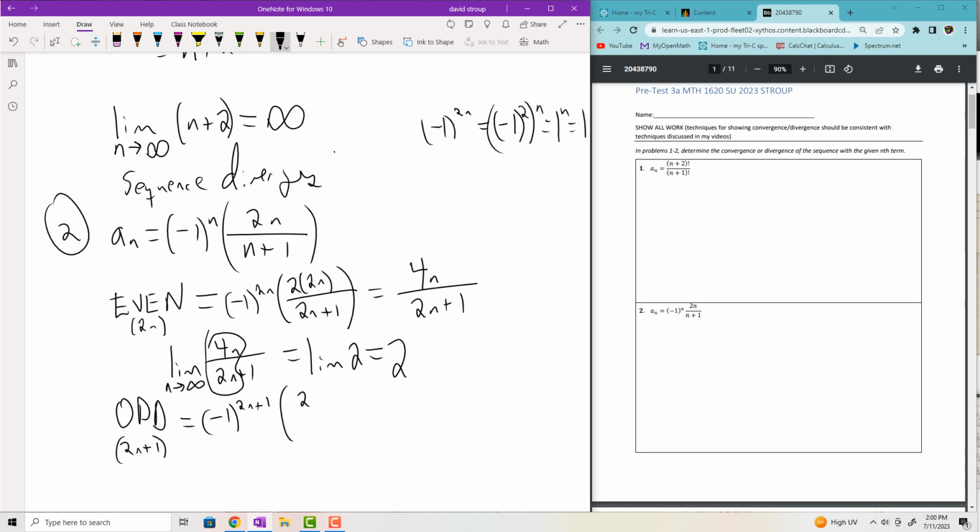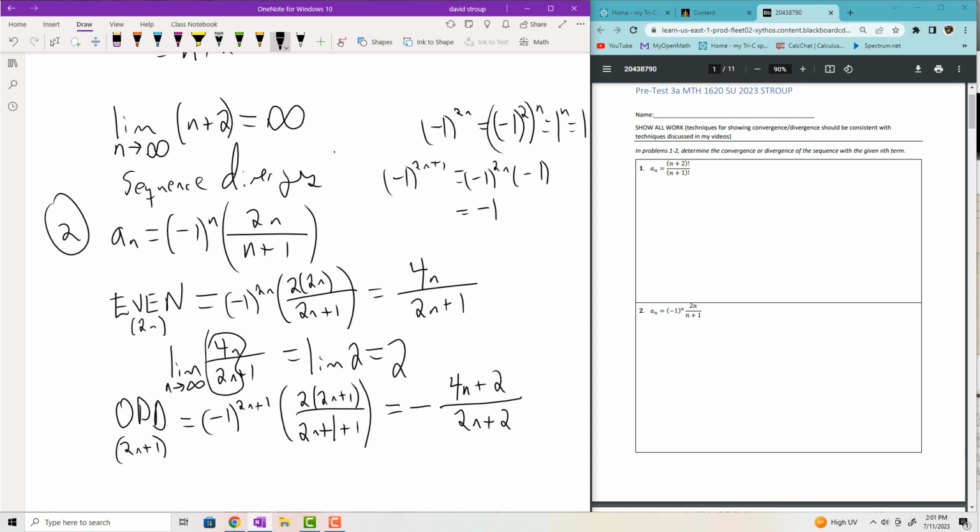And then you have 2 times 2n plus 1 all over 2n plus 1 plus 1. Okay? So that -1 to the 2n plus 1 is equal to -1 to the 2n, which we just did above, is equal to 1. And then times -1 is just -1. So these terms are all going to be negative, right? So I have negative, and then distributing 4n plus 2 all over 2n plus 2.